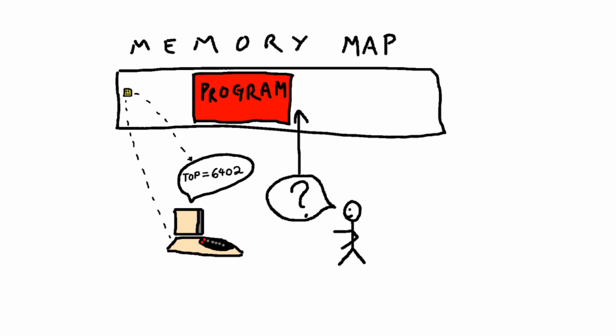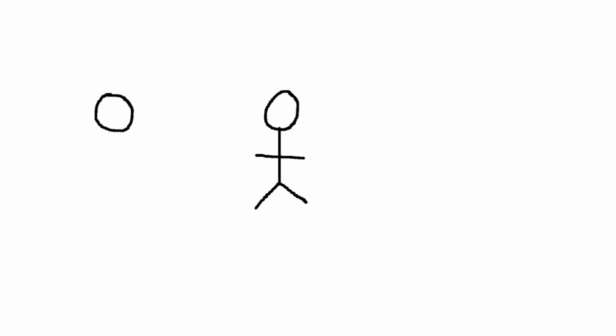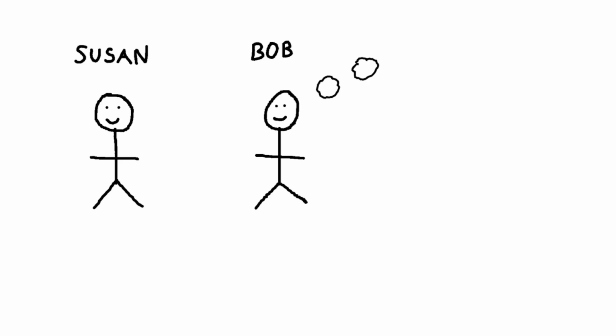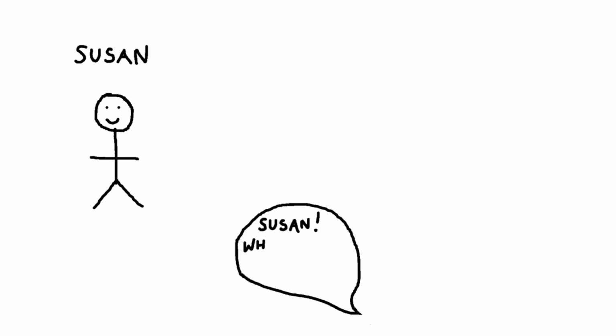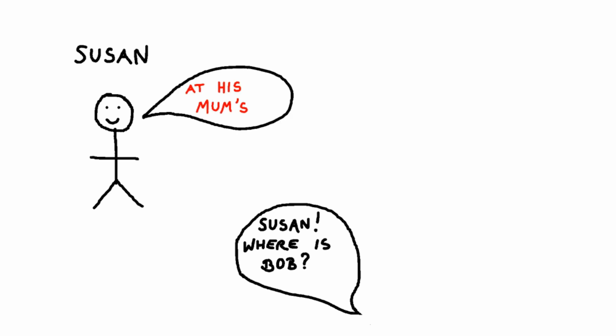So in principle, if we know the memory address that is storing the memory address that is returned by top, we could change it to something else, a different memory address. It would be a bit like Bob saying to Susan before he goes down the pub, hey, if anyone asks, tell them I'm visiting my mum. Then if I had asked, hey Susan, where's Bob? Susan would say, oh, he's visiting his mum. That's effectively what we're doing here.